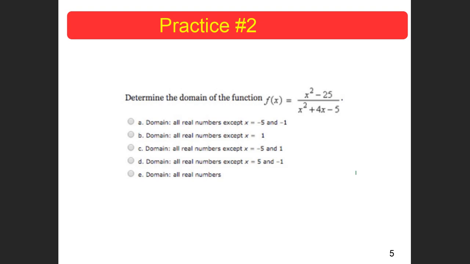Most kids would go along and say, okay, I'm going to factor the denominator, and the denominator factors very easily down to x plus 5, x minus 1. And most kids would say, oh, my domain is all real numbers except -5 and 1, because it's whatever makes the denominator equal to 0. That is not correct, okay? Because if I factor the top, I get x plus 5, x minus 5. So realistically, this x plus 5 crosses off. That means that -5 does not make the denominator equal to 0 because it crossed off.